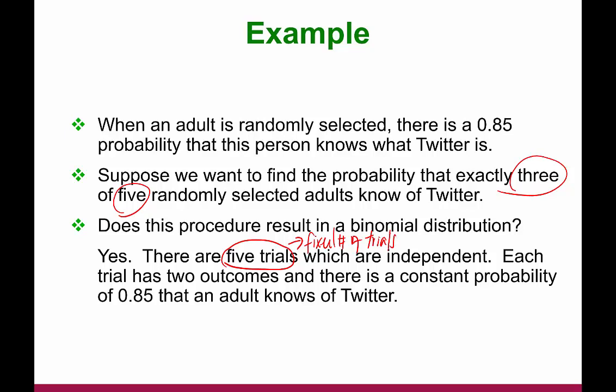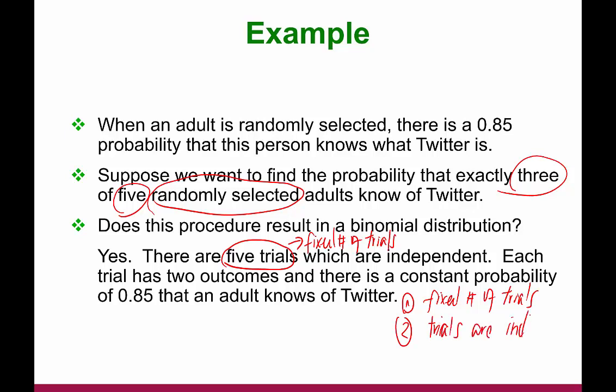Also, they are independent because they are randomly selected adults. So the first condition is a fixed number of trials. The second one, trials are independent because of the random selection. Third one, the probability of success remains the same, it's 0.85, because that's the probability that an adult knows Twitter. The probability of success and the probability of failure remain constant.